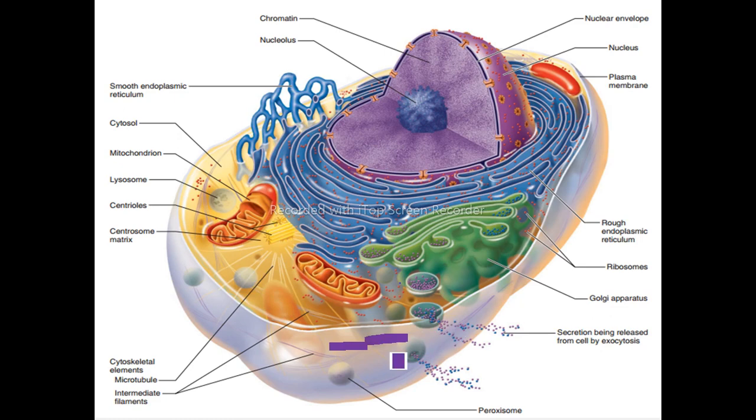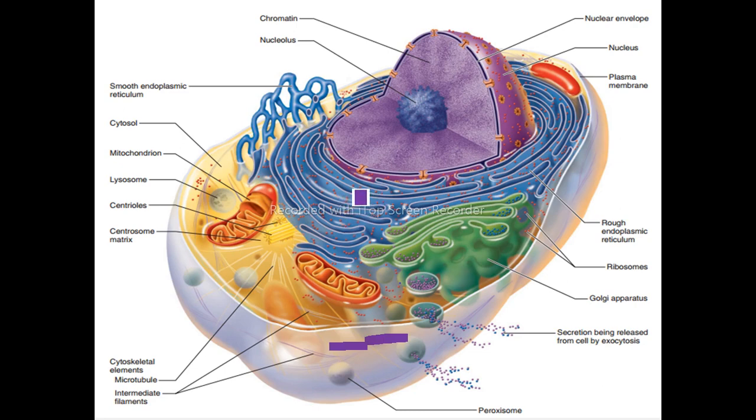Let me show you the organelles found in cells. This is the nucleus. This is the nuclear membrane, and here is the nucleolus and here is chromatin. These tiny dot-like particles are known as ribosomes, and this is the rough endoplasmic reticulum because of these tiny dot-like structures, the ribosomes.